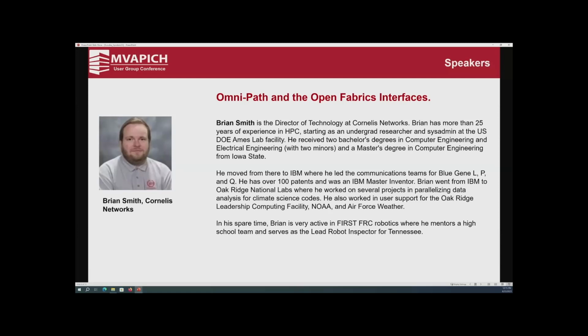Brian went from IBM to Oak Ridge National Labs, where he worked on several projects in parallelizing data analysis for climate science codes. He also worked in user support for the Oak Ridge Leadership Computing Facility, Node AA, and Air Force Weather. And I was excited to read that in his spare time, Brian is very active in FIRST FRC Robotics, where he mentors high school teams. And thank you for your service, actually.